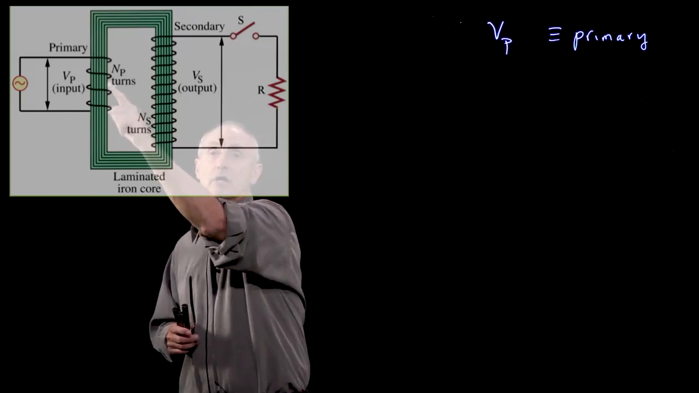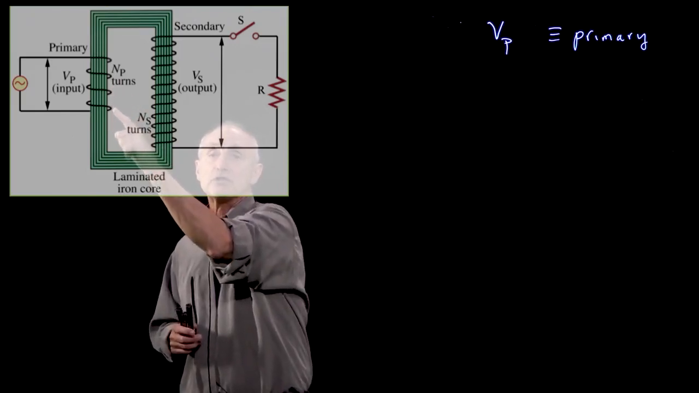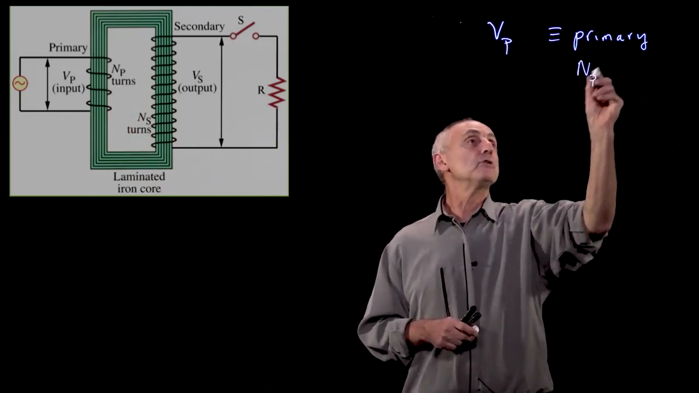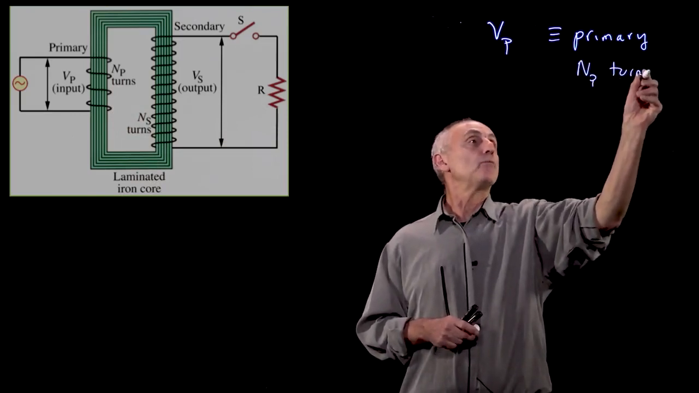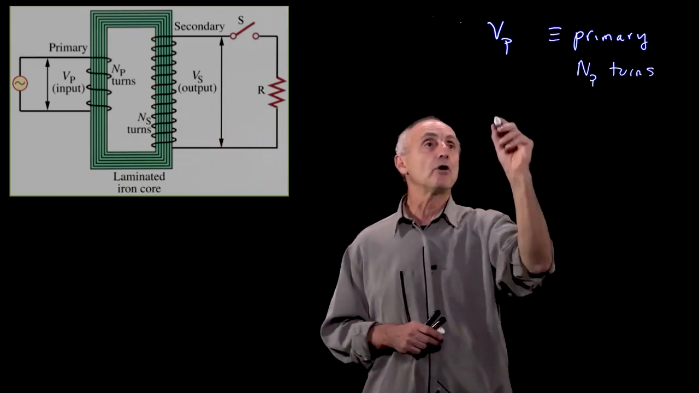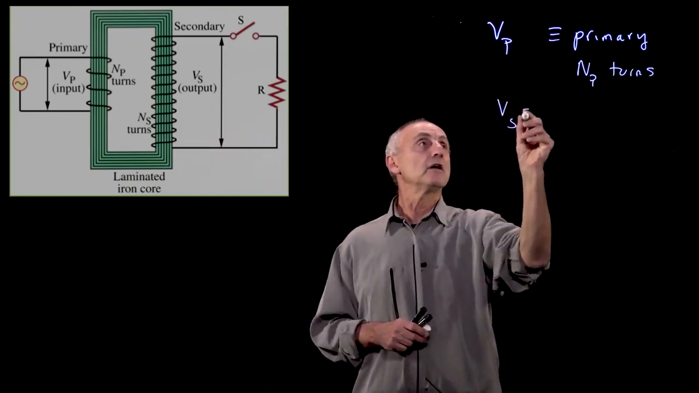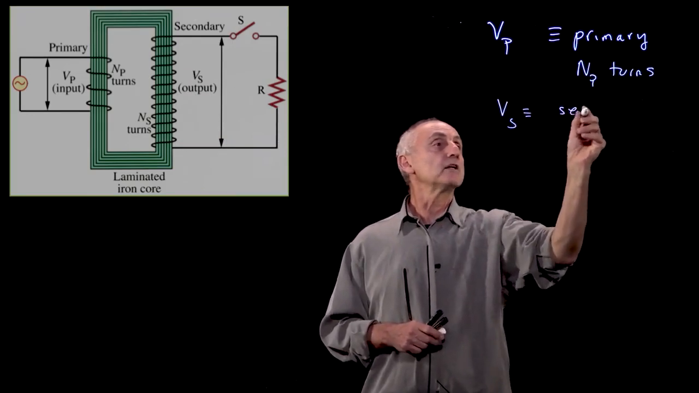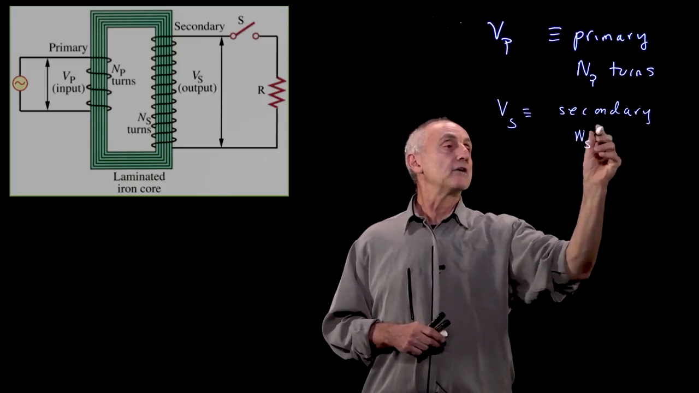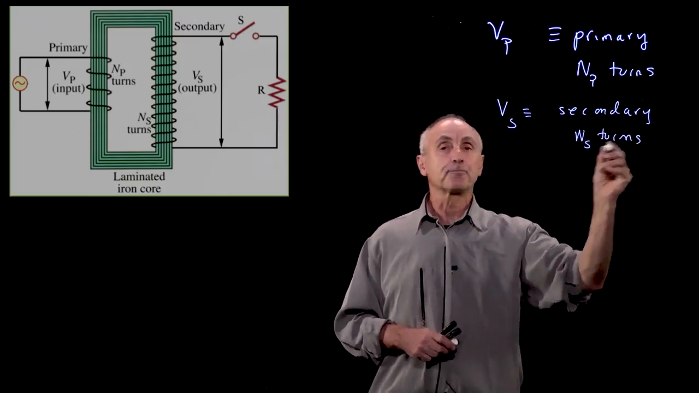On the primary side, there are fewer turns in this particular picture. So our primary has NP turns. And what we're going to do is generate a voltage across the secondary by Faraday's law. The secondary has NS turns.